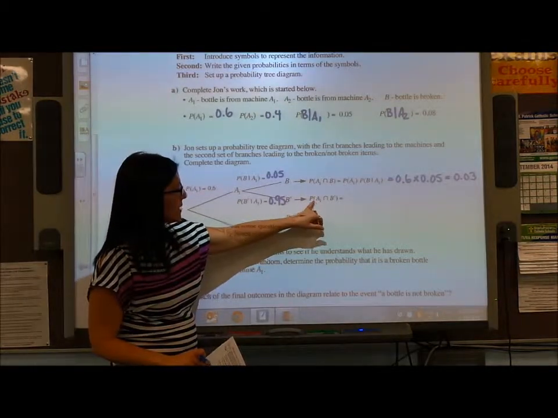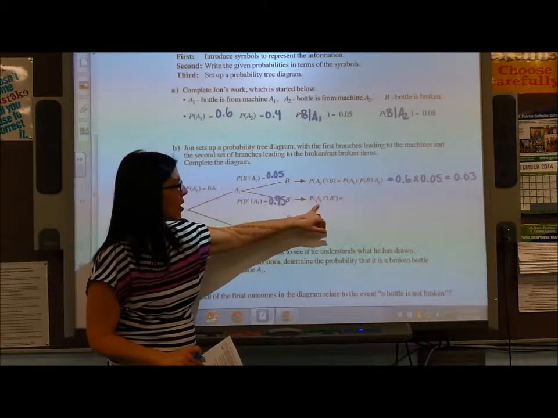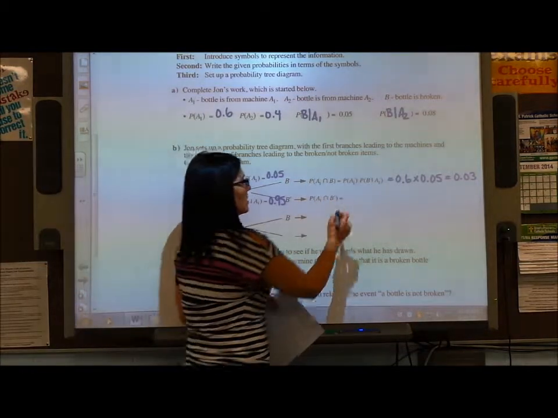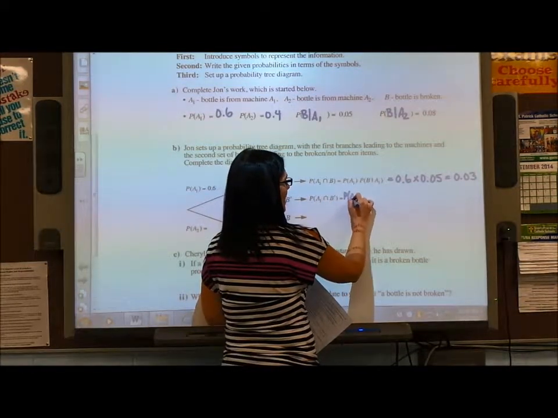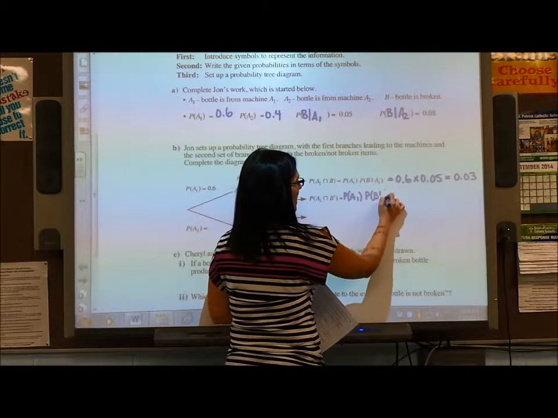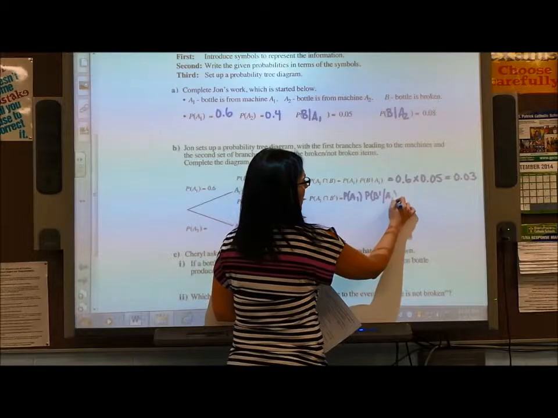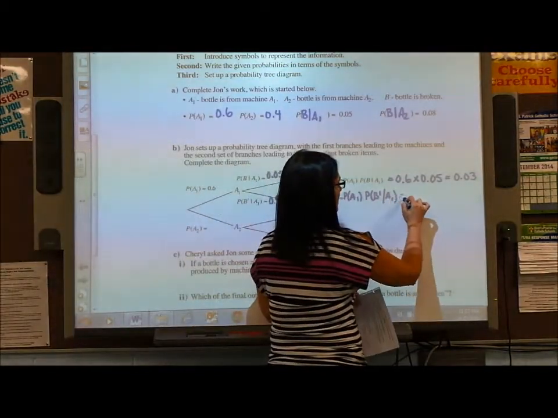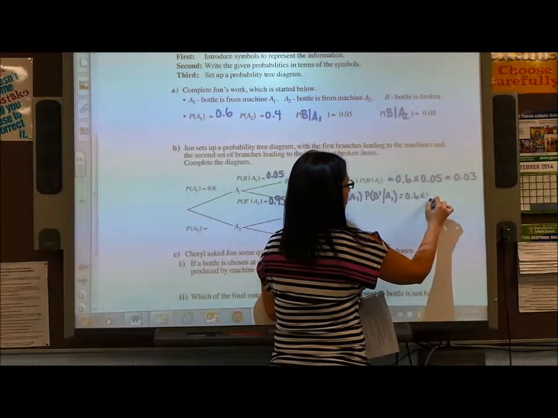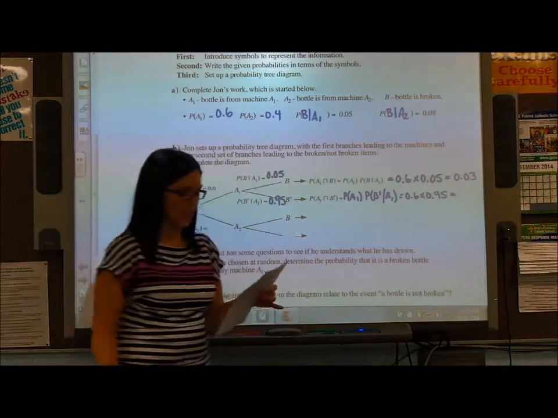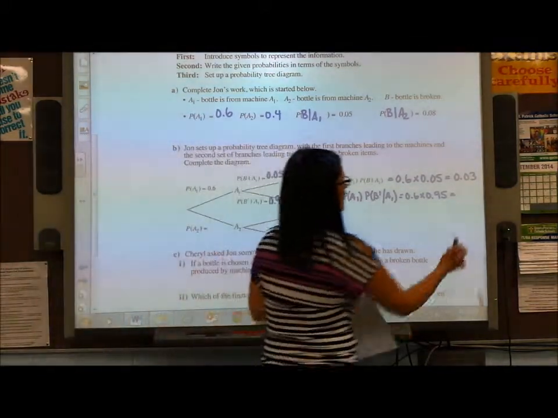Then this probability is the probability that it came from machine A1 and it's not broken. So that's the probability of machine A1 times the probability that it is not broken given that it came from A1, which becomes 0.6 times 0.95, which equals 0.57.